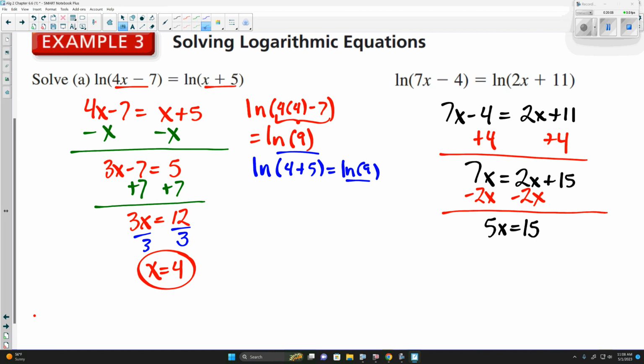Well, here we can divide both sides by 5, telling us x is equal to 3. Any questions on any of this here? We ready for the next one?